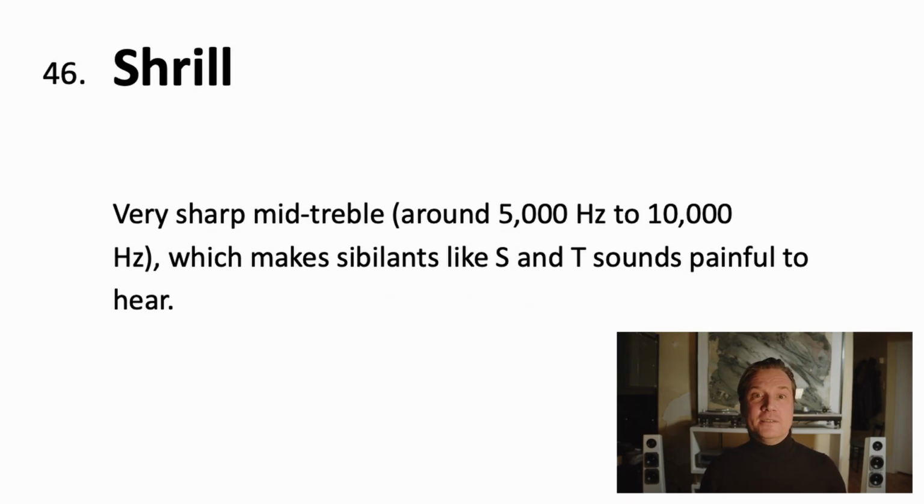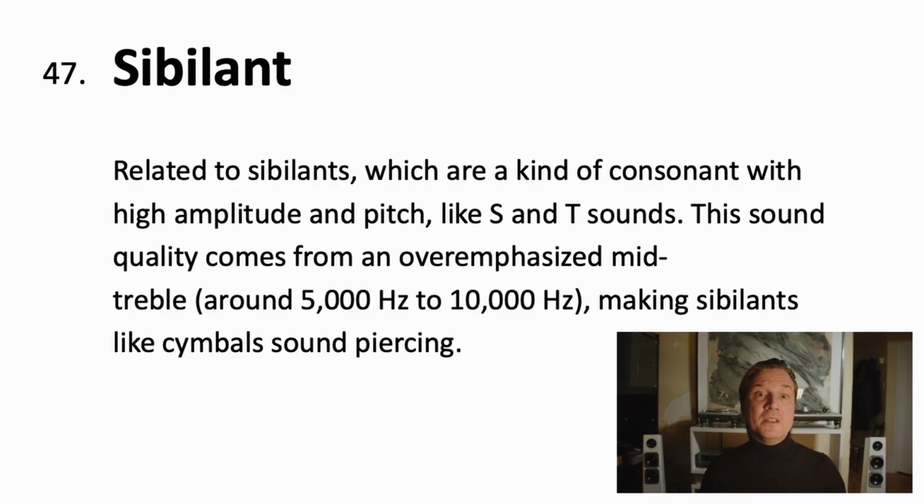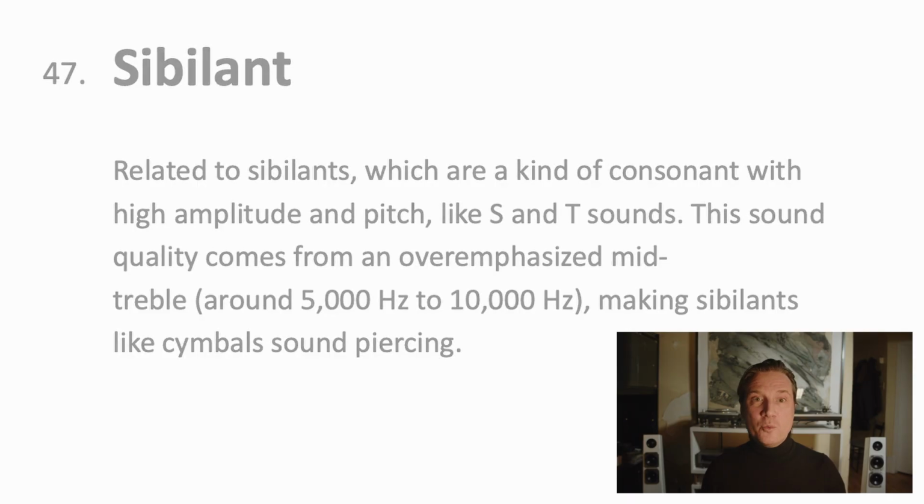46. Shrill: very sharp middle treble around 5000 to 10,000 Hz, which makes sibilants like S and T sounds painful to hear. Sibilant: related to sibilants, which are a kind of consonant with high amplitude and pitch, like S and T sounds. This sound quality comes from an overemphasized mid-treble around 5000 to 10,000 Hz, making sibilants like cymbals sound piercing. We've seen that word before.